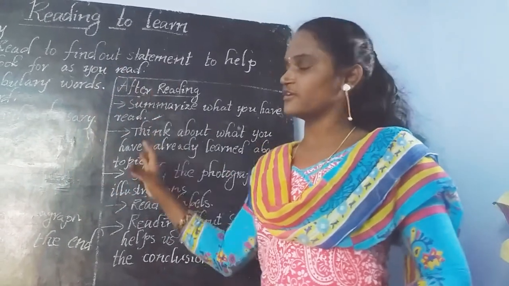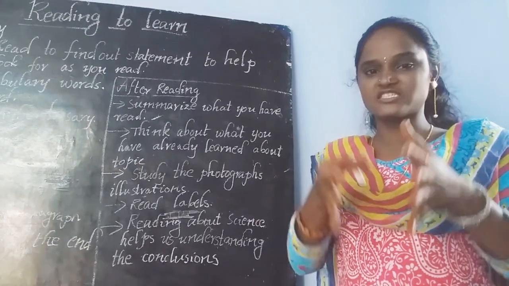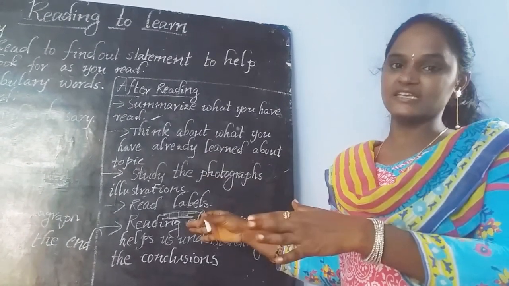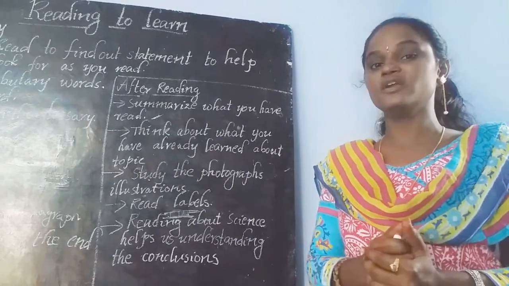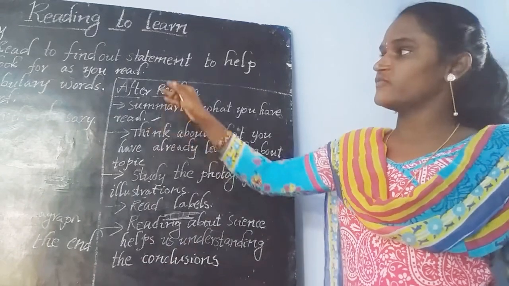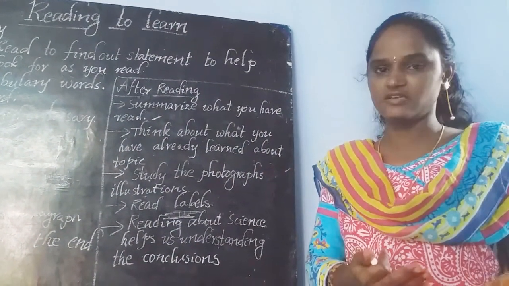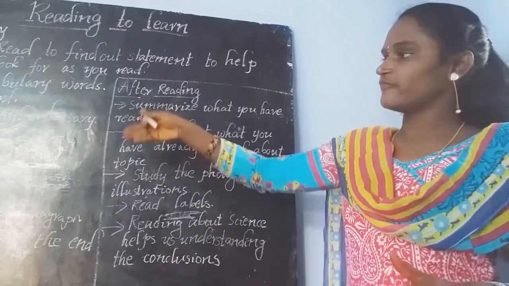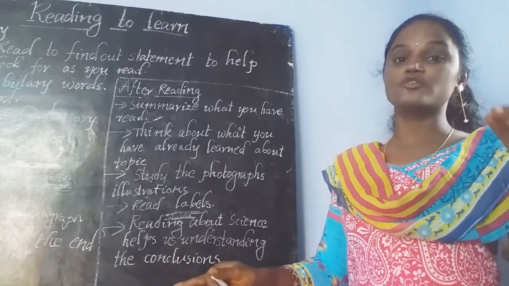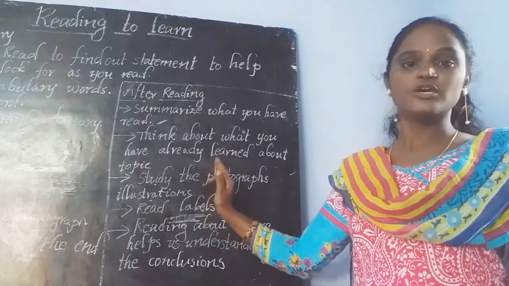If you read in this manner, then you may know what is the starting, what is present in the middle, and what is the ending. By reading that, what you have to learn, you may get into your brain. That's why everyone has to follow these rules while reading anything, either it is a lesson or a story. If you want to become a scientist, it is a must to follow these rules.